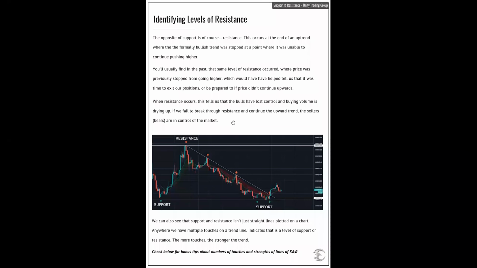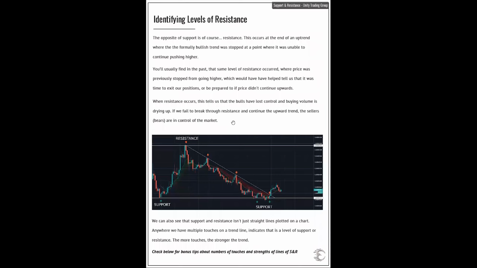All right, identifying levels of resistance. The opposite of support is, of course, resistance. This occurs at the end of an uptrend where the formerly bullish trend was stopped at a point where it was unable to continue pushing higher. You usually find in the past that the same level of resistance occurred where price was previously stopped from going higher, which would have helped to tell us that it was time to exit our positions or be prepared to if the price didn't continue upwards.